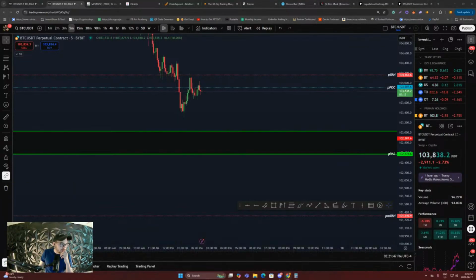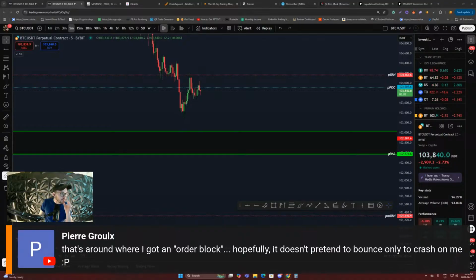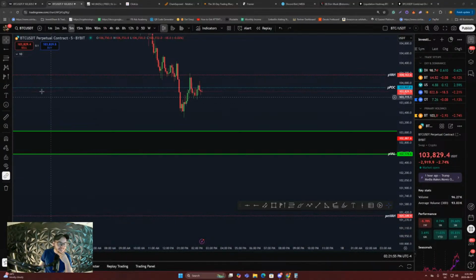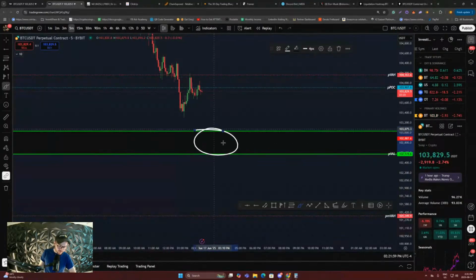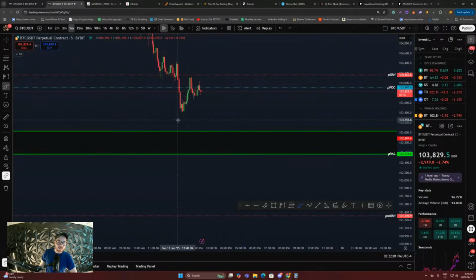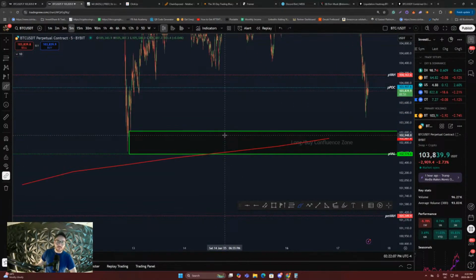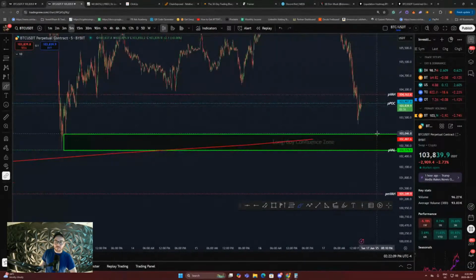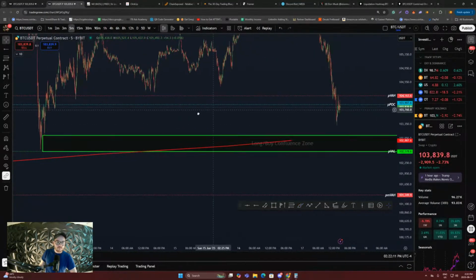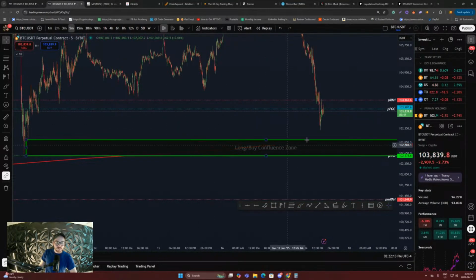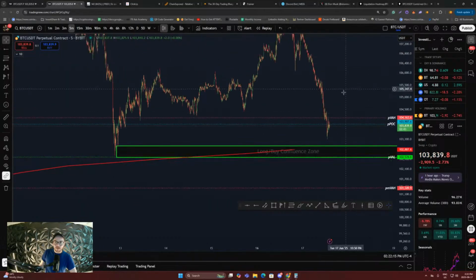Thanks, man. Appreciate it. That's where I got an order block. Hopefully that doesn't pretend to only bounce for a crash on me. So if you have the hour blocks, order blocks are great for the confluence. Think of it as a zone of potential interest. And if it happens at a value area low, that's additional confluence with that zone where you can prepare for those potential residual orders inducing a reversal from the order block.